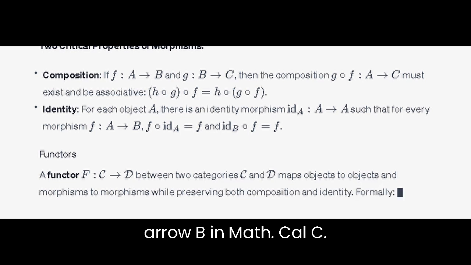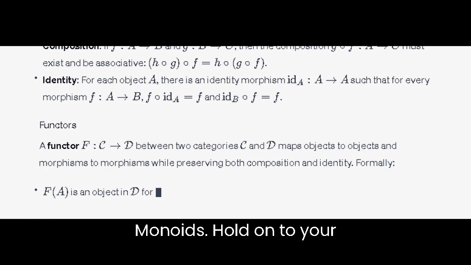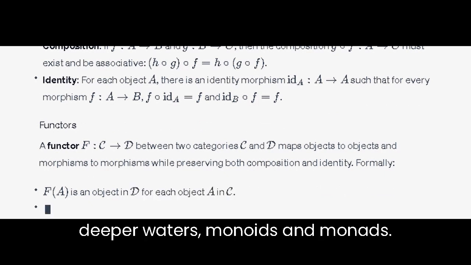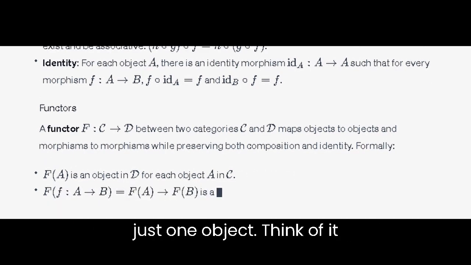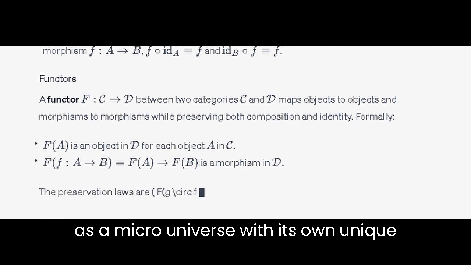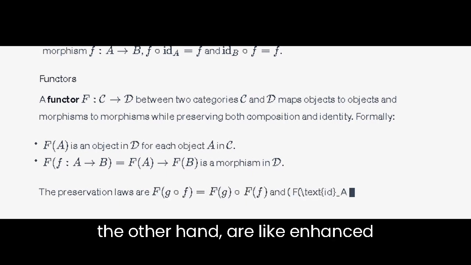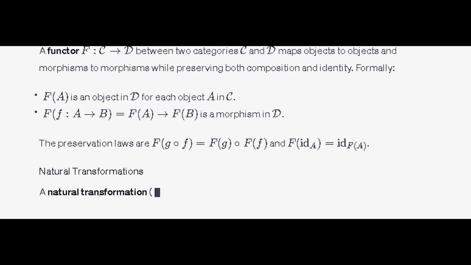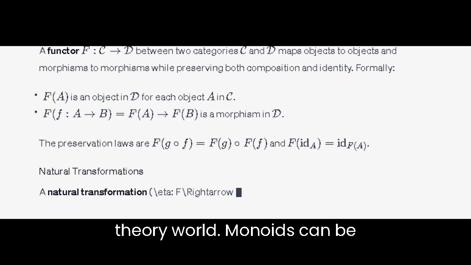Monoids. Hold on to your neurons because we're entering even deeper waters, monoids and monads. A monoid is a simplified category with just one object. Think of it as a micro-universe with its own unique set of rules. Monads, on the other hand, are like enhanced functors that carry extra information. They're the VIP functors of the category theory world.